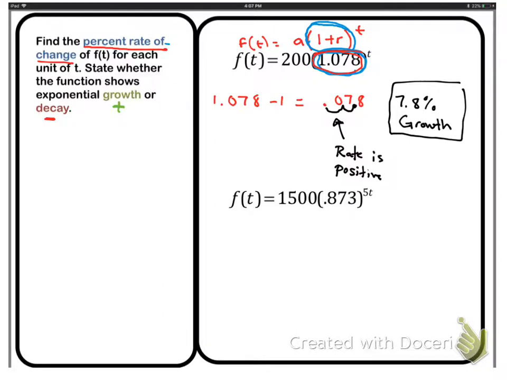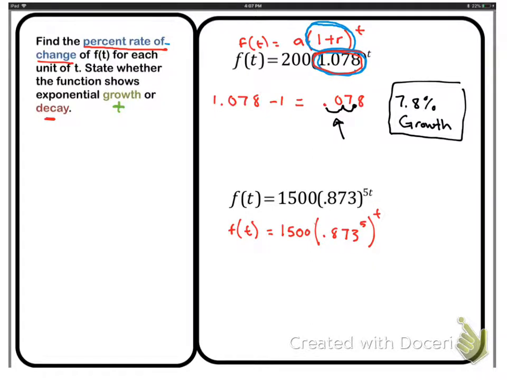All right, next example. We got f of t equals 1,500 times 0.873 to the 5t power. Okay, so I'm going to look at my exponent, and I notice that my exponent is not t by itself. So we have to simplify it before we start looking for the rate. So what we're going to do, just like we did in our prereqs, we're going to have 0.873, we're going to split the 5 and the t, so 5, and then raise it to the t power. Okay, so just like we did in the prereqs there.